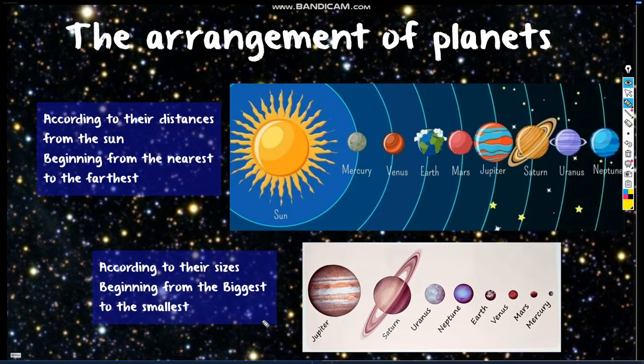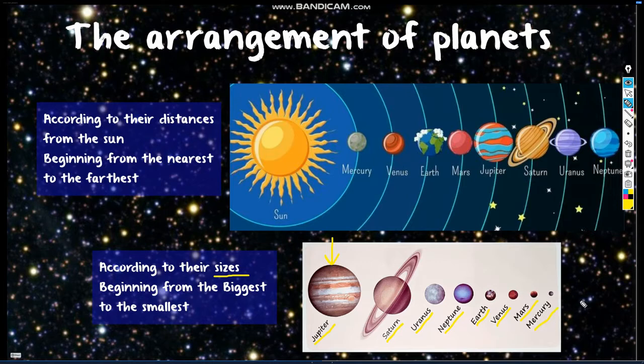The other arrangement is according to their sizes. Who's the biggest, who's the smallest, who's medium. So in this arrangement, we begin with the biggest one to the smallest one. The biggest planet in the solar system is Jupiter, then Saturn, then Uranus, then Neptune, then Earth, then Venus, then Mars, and last is Mercury.